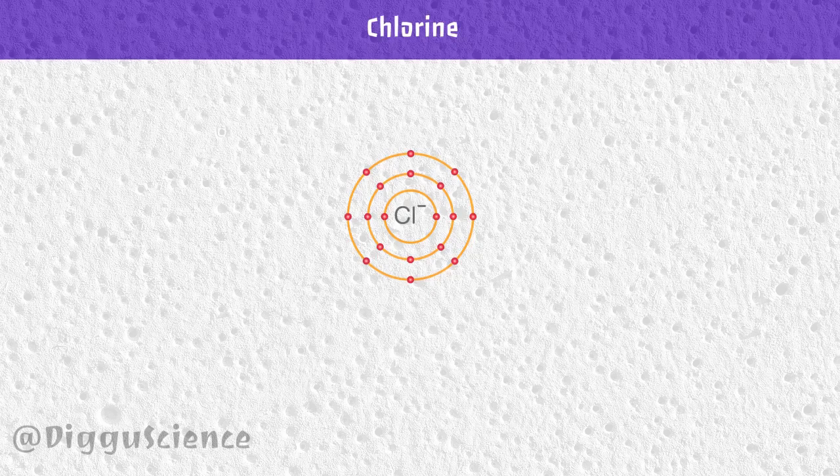Currently, the number of electrons in the outer shell of the Cl- ion is 8. This means that the Cl- ion has fulfilled the octet rule. The Cl- ion has become a stable ion.